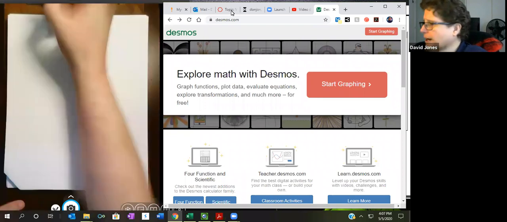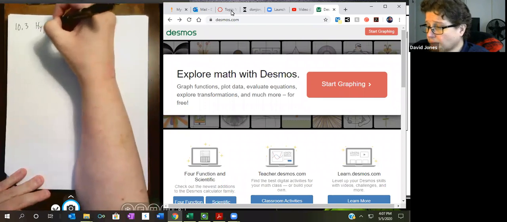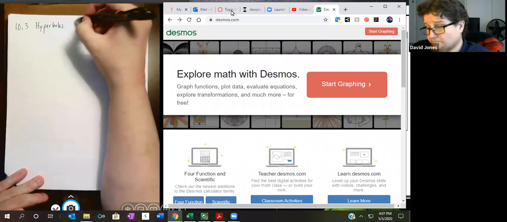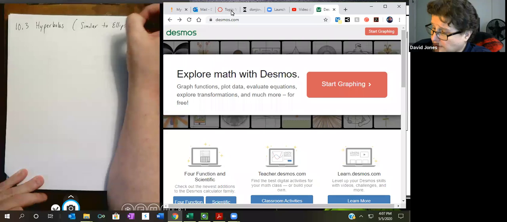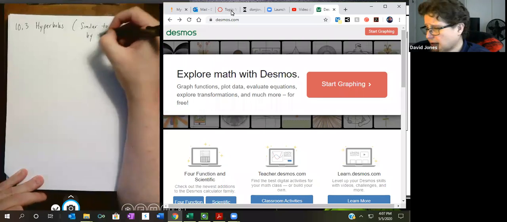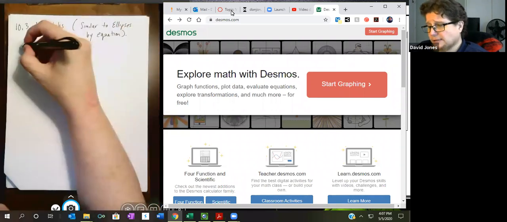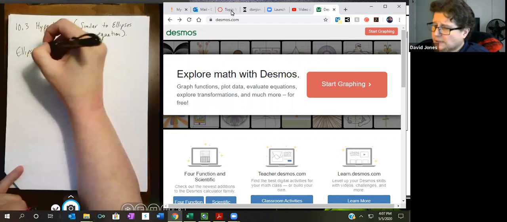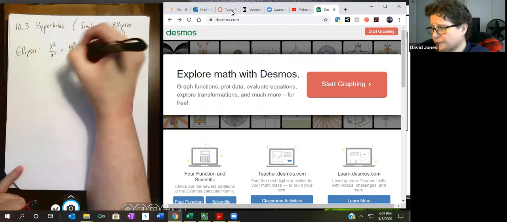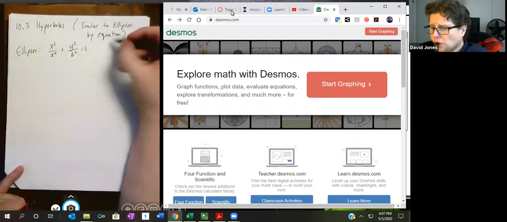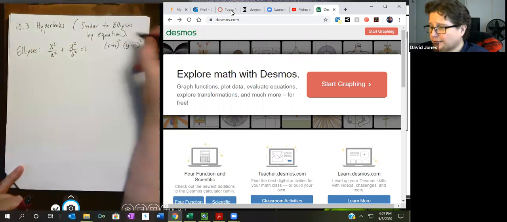This section is on hyperbolas. This is 10.3 in our textbook, hyperbolas. And they are similar to ellipses in shape or in equation. So ellipses, we had x squared over a squared plus y squared over b squared equaled 1. Or the x minus h and y minus k version, of course, when we change the center.